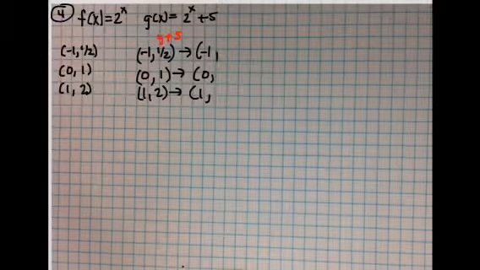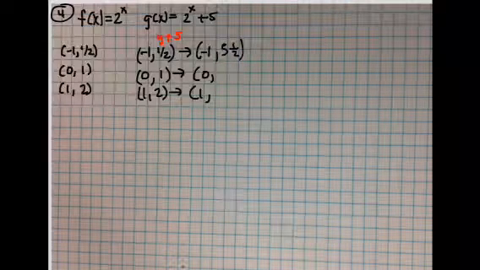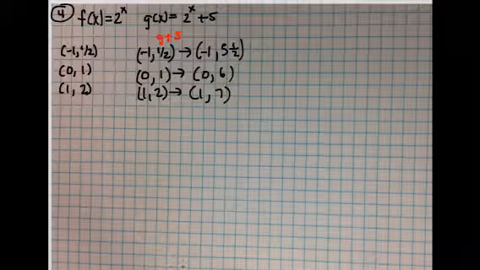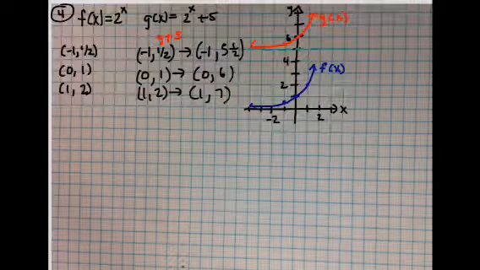Alright, so for number 4, g of x has a k value of 5. Okay, so that means that the y is going to be transformed and translated 5 units up. So 5 plus 1/2 is 5.5. Oops, sorry about that. 5.5. 5 plus 1 is 6. 5 plus 2 is 7. So now we're going to graph. Alright, so here are the graphs.